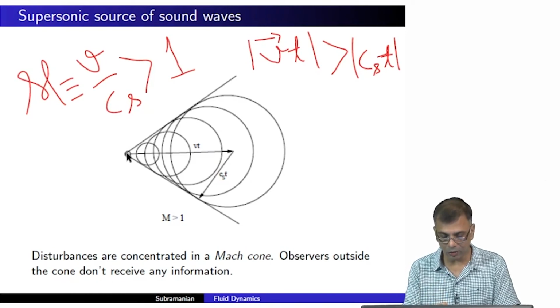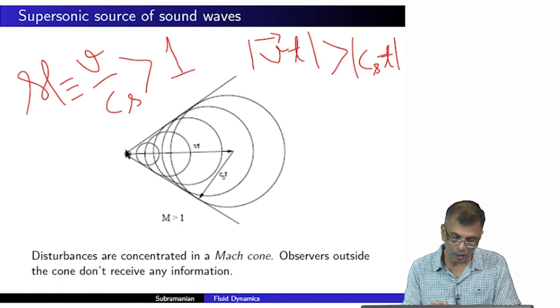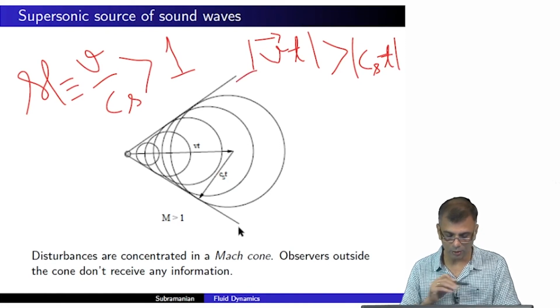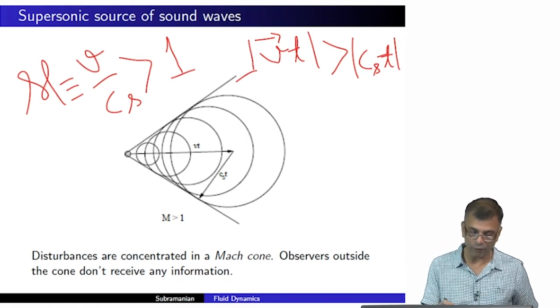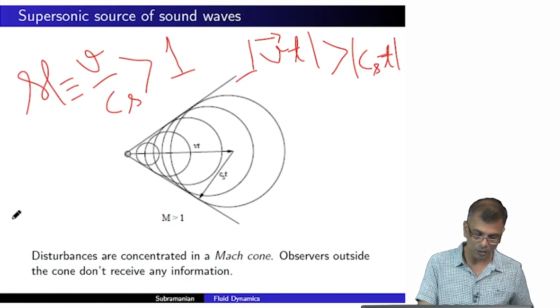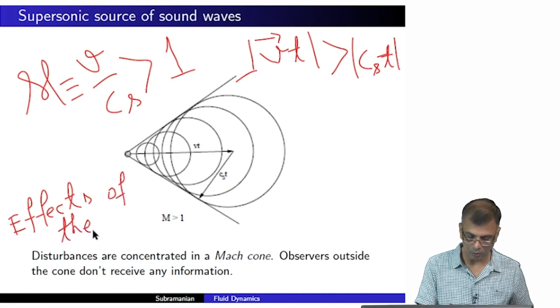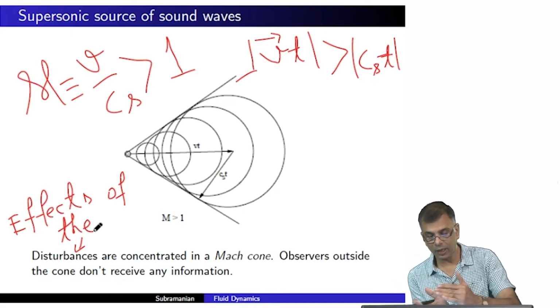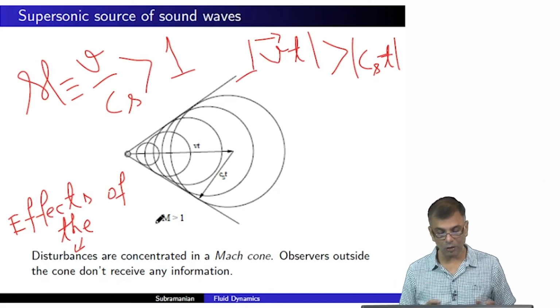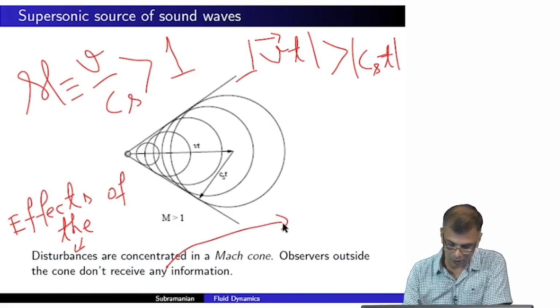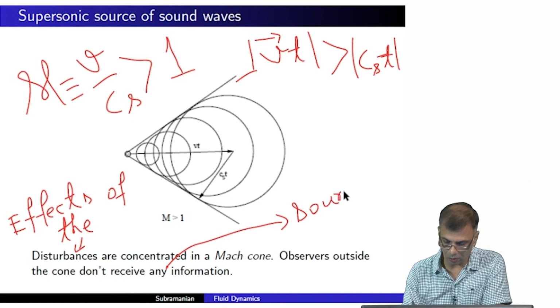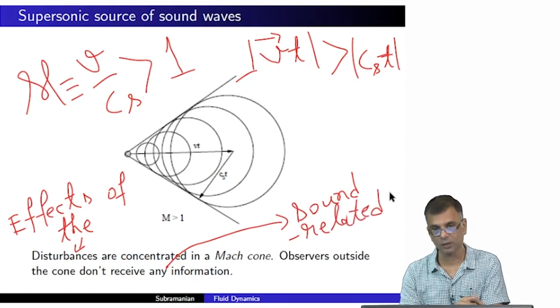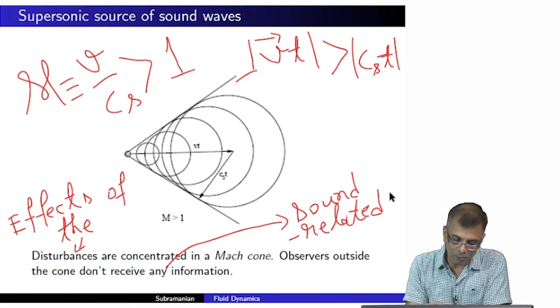So if you draw the resultant, this is Vt and this is C sub s t, and this would be the resultant. The resultant outlines a tangent like so. So what we can say is that the effects of the disturbances are concentrated in a Mach cone, and observers outside of this cone do not receive any information. More properly, we should say sound related information or sonic information. So this is what defines a Mach cone.